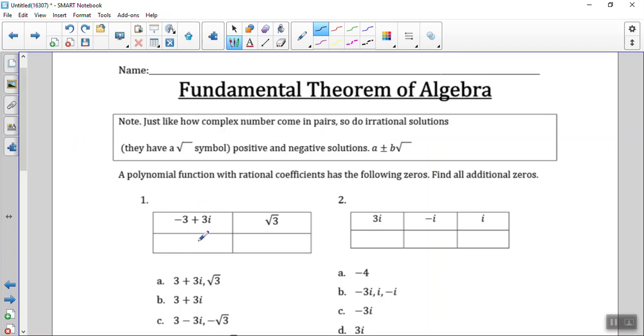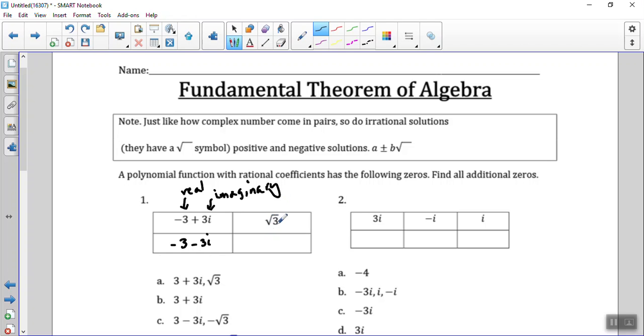We call them pairs. So just know that when we're trying to find its pair, this is the real part, right? This is the real number. You don't change the real number, you only change the imaginary part. So the real part, you keep it the way it is, -3, and the imaginary part, since it's positive 3i, you have to write down the -3i.